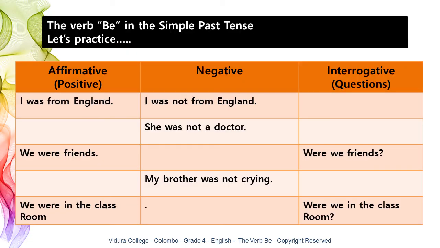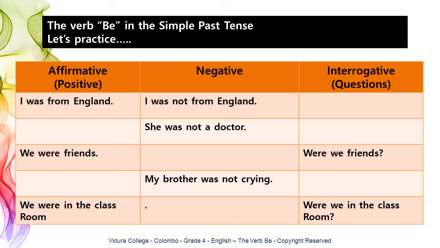Let's practice more. Here I have given you a table with 3 columns. First column is to write the affirmative sentence. Second column is to write the negative sentence. Third column is to write the interrogative sentence. First one, I was from England. What is the negative sentence? Yes, I was not from England. What is the interrogative sentence? Was I from England?